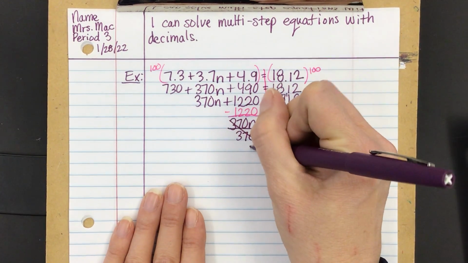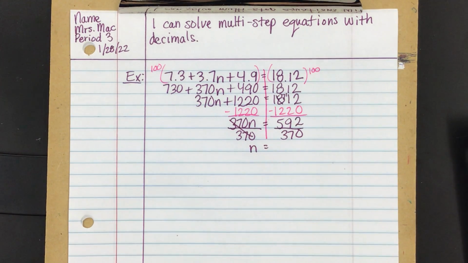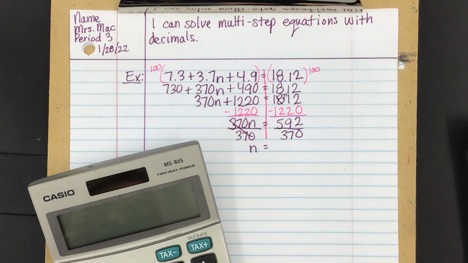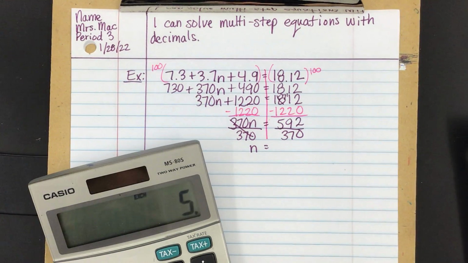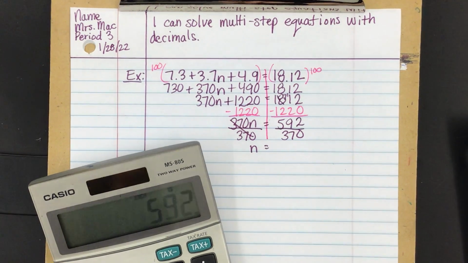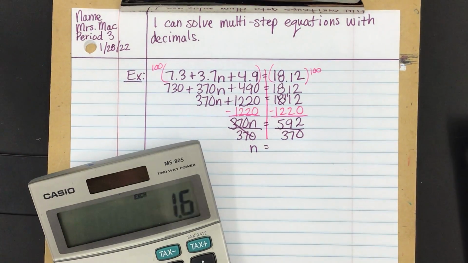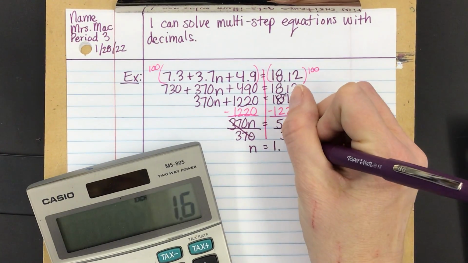I'm going to talk to the other accelerated math teacher to see if we want to just let you guys use calculators. Because solving multi-step equations takes a long time in general as it is, and if you're having to do like long division and things like that, it's just going to slow you down. Okay, so I'll chat with her today and let you guys know on Monday. So 592 divided by 370 is 1.6.